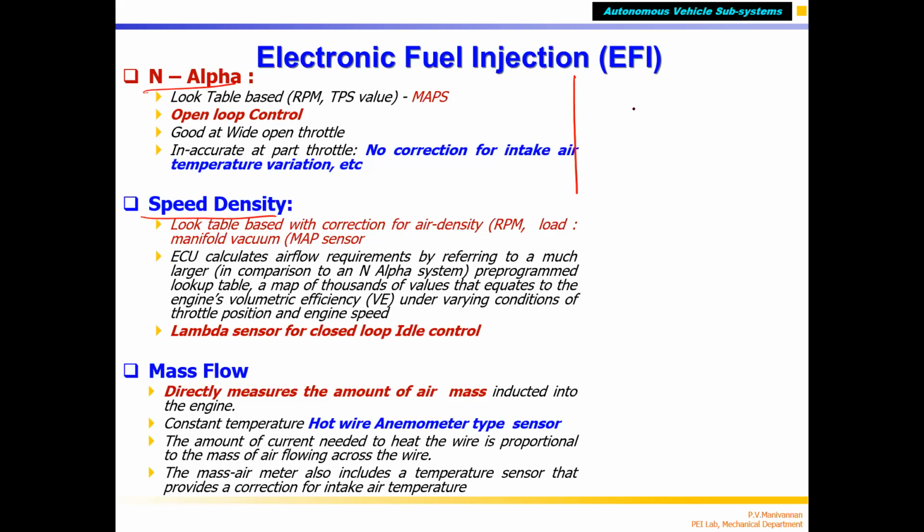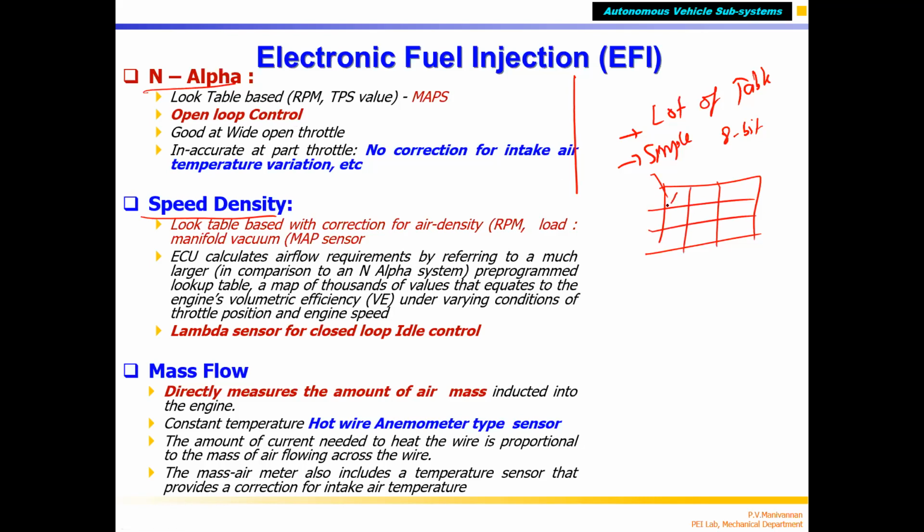This is very simple, but you have to create a lot of tables. That means you have to run the engine at the company for months together to create all the maps and store them. But it is a simple controller. The ECU can be a simple 8-bit microcontroller. What it has to do is read the table only. There's no calculation needed. It reads the sensor data and the value stored in the XY table. For that, you don't need a powerful computer. A simple 8-bit microcontroller, so the ECU cost will be less.